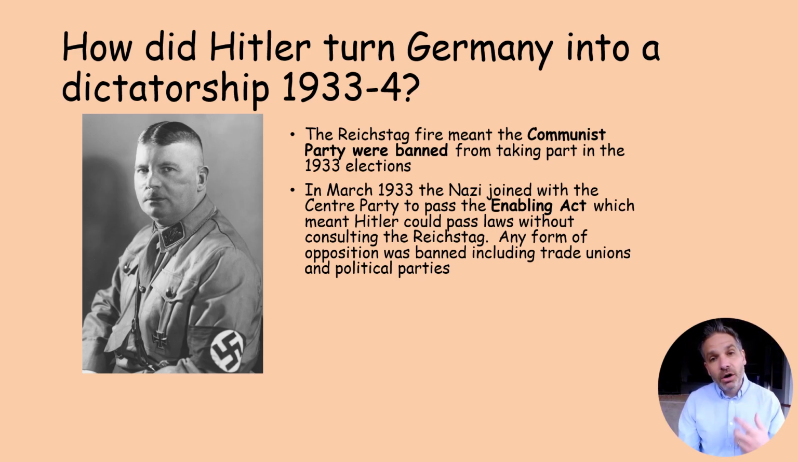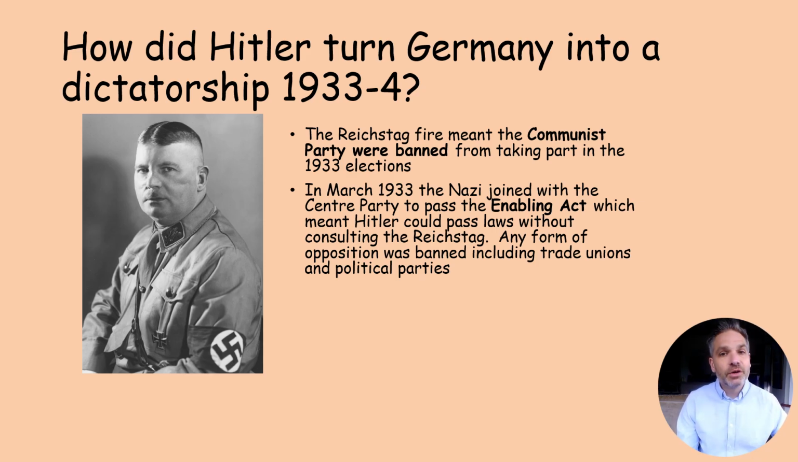He then passes in March a law known as the Enabling Act, which effectively allows him to pass any laws he likes without consulting the Reichstag. And he does that by making a deal with the Centre Party. Because what's important to remember is, although Hitler and the Nazis are the biggest party in the Reichstag, they never get more than 50% of the votes. So they have to make this deal. Once that deal is passed, effectively the Reichstag is voting itself out of business.